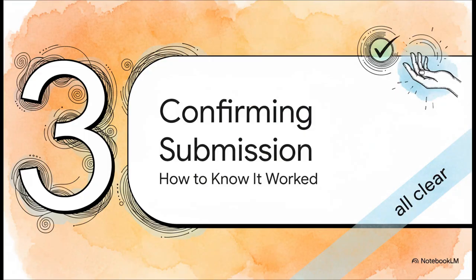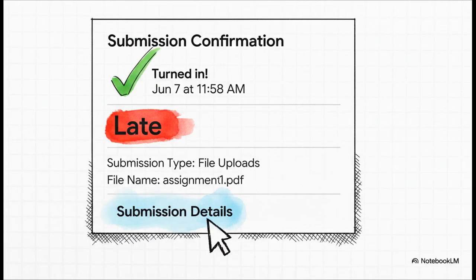So, you clicked Submit. You take a deep breath. But how do you really know it went through? Well, the good news is Canvas gives you instant confirmation, so you're not left wondering. Let me show you what to look for. The second you hit Submit, just glance over to the sidebar on the right. You should see a wonderful confirmation message with the exact time and date you submitted it. If you happen to be late, it'll say so in bright red text. You'll also see a submission details link you can click for even more info. That's your proof it's turned in.